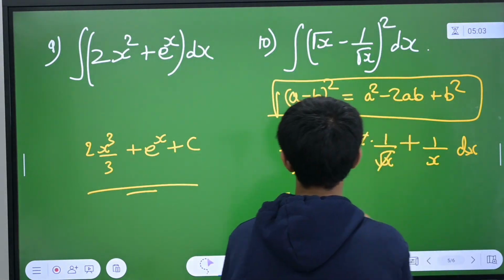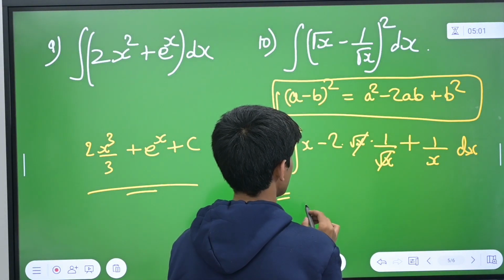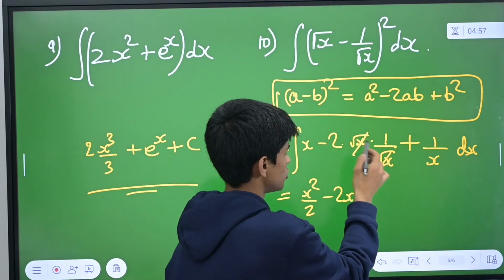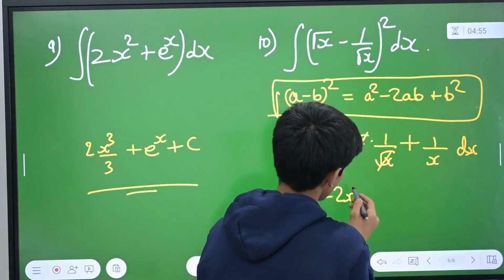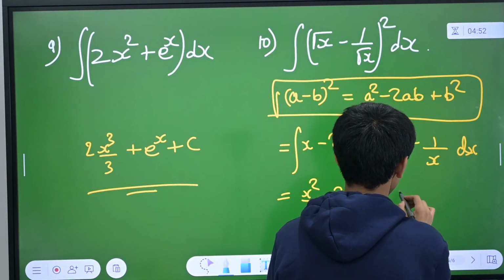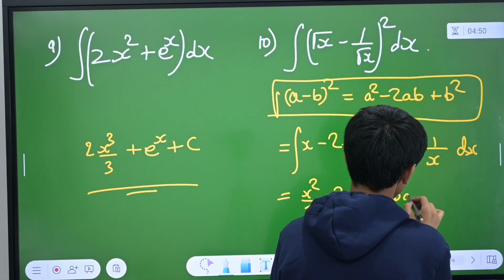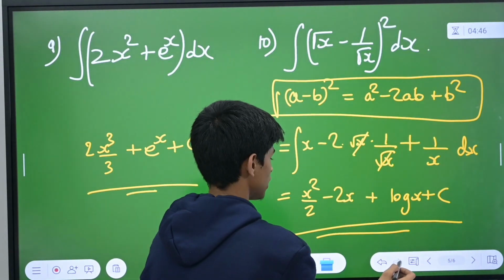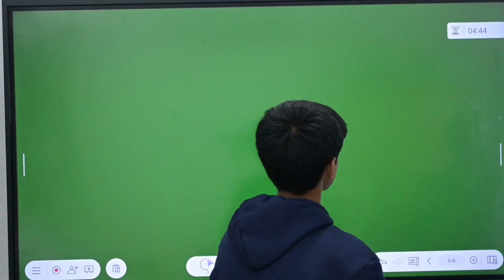We have not finished yet. X square by 2 minus 2x. Nothing will be over here, then x will come because there is 1 by x. And if we integrate 1 by x, we'll get log x plus c. Now we'll go to the next question.